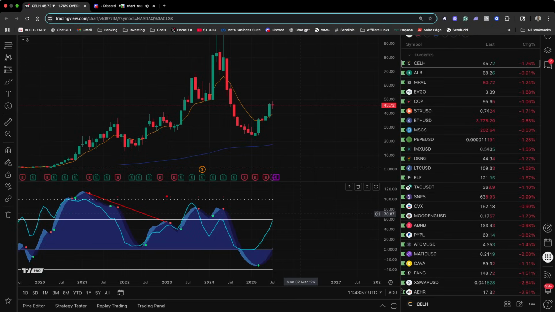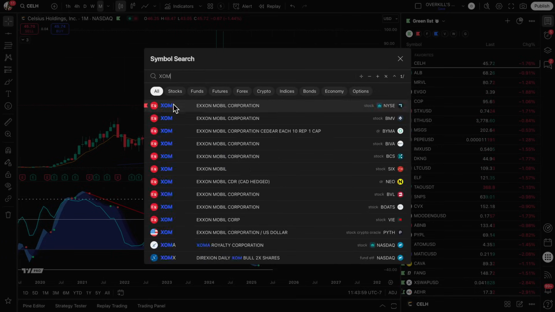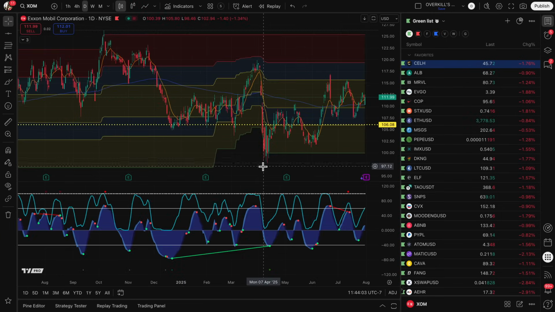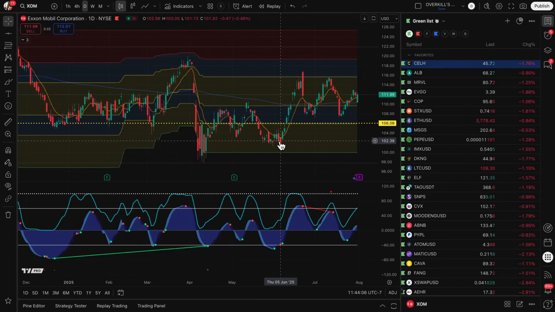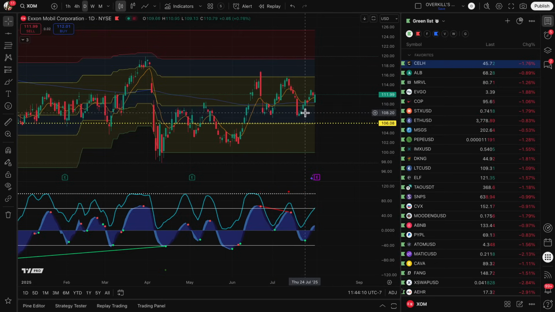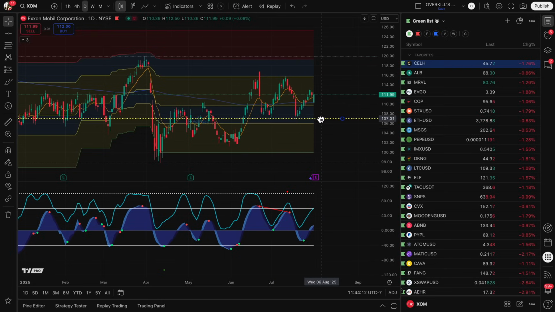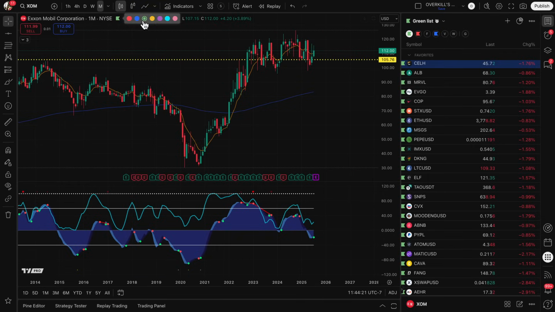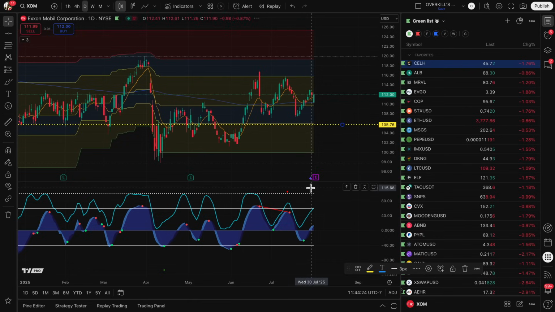We got XOM, Exxon Mobil. That one's green on the monthly, looks good. This is more of a shorter term swinger, right? It has these weekly pullbacks and then it pumps, weekly pullback, pump, weekly pullback. Now it's pumping. I like this one as long as it can hold on to like 106. Target would be up there between 122 and 126. It is green on the monthly, so I'm going to go ahead and add that one to the watch list. I did give a green dot there back in July, about 110.